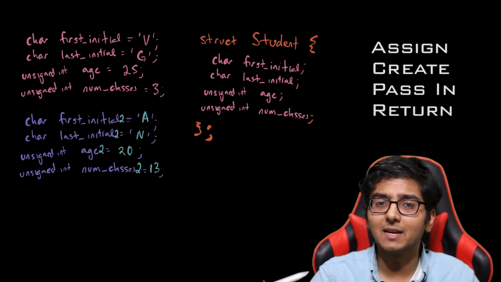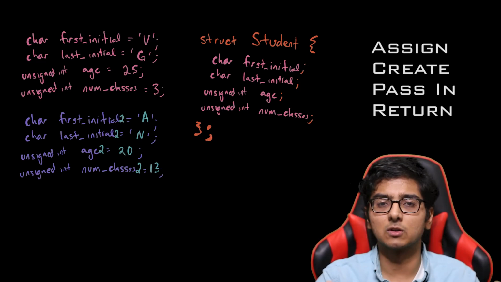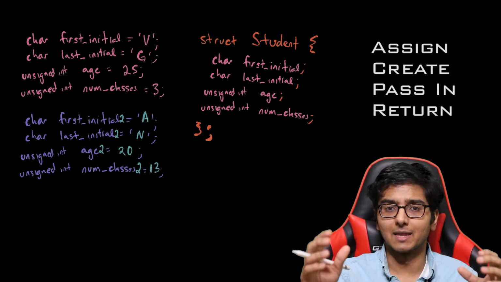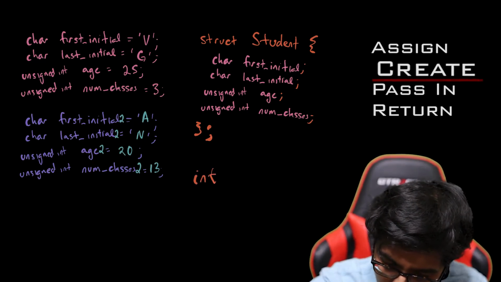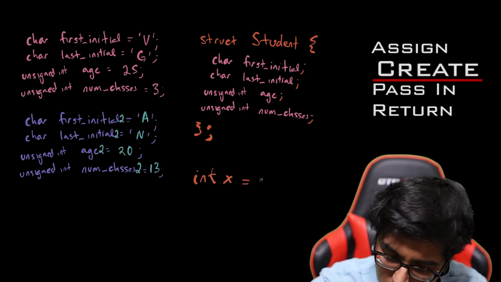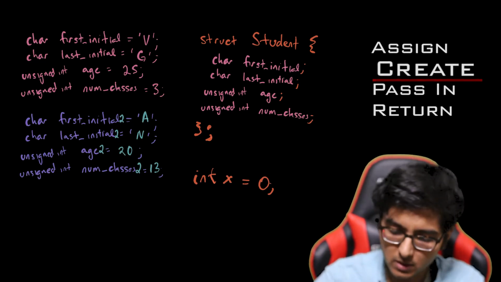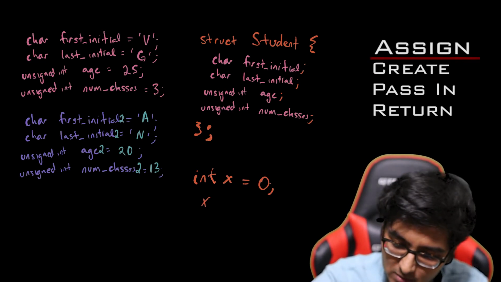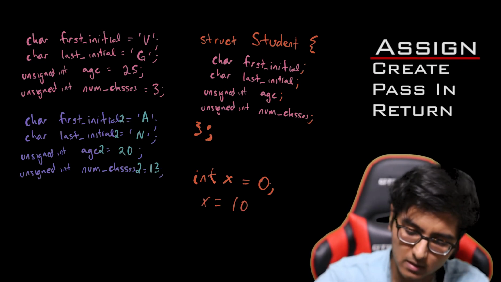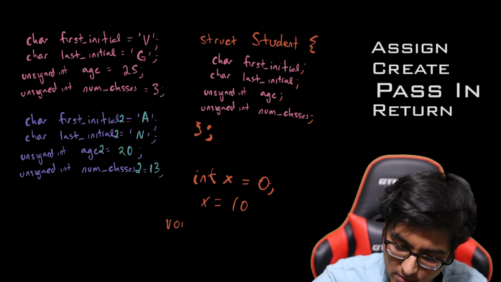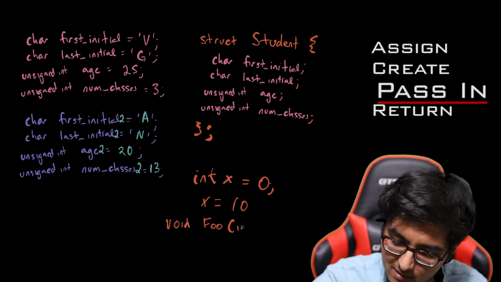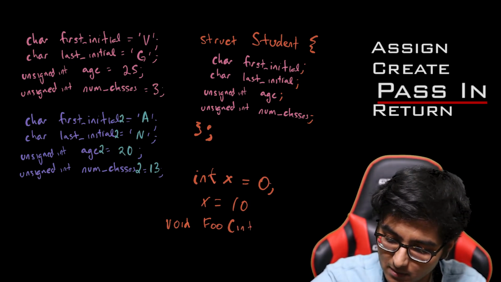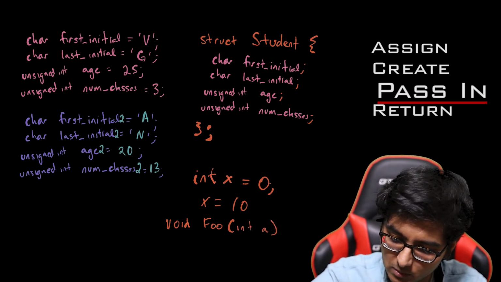So think back to int. Think back to all the things you can do with an int. You are allowed to say int x is equal to 0, for example. You could then update x to equal 10. Similarly, you can make a function, void foo, which takes in a parameter of type int into itself.